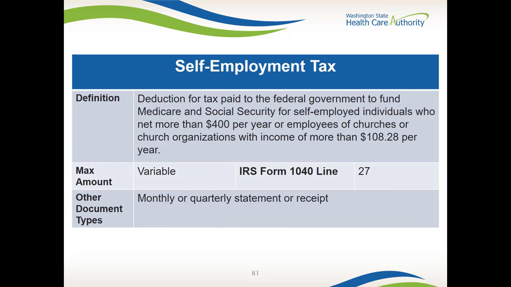Self-employment tax. This deduction is for tax paid to the federal government to fund Medicare and Social Security for self-employed individuals who net more than $400 per year, or employees of churches or church organizations with income of more than $108.28 per year. Currently, the deduction amount for self-employment tax is variable.